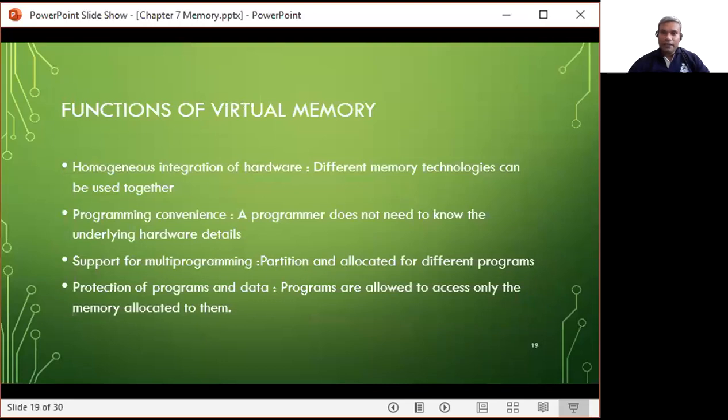So the first obvious advantage is the homogeneous integration of hardware. That means different hardware and different memory technologies are used together, but for the processor or the programmer, they provide a very uniform interface. So you don't have to worry about all the inside details. You just write for that particular virtual memory and it handles all the underlying complexities. That's also part of the programming convenience, because you don't have to worry about whether the data is written, whether the hard disk is busy, whether the CD-ROM is there. These things you don't have to worry about. And it supports multi-programming. We'll cover this in the next slide, and also the protection of programs and data. They go together, so we'll cover them in the next slide.